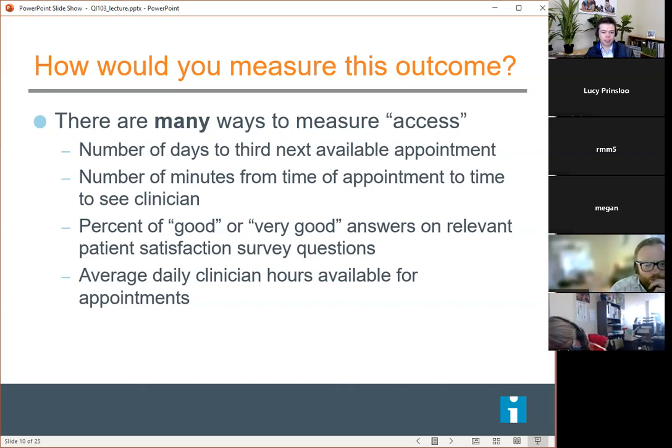And then average daily clinician hours available for appointments. Again, is another sort of hard measure. They all kind of measure access in different ways. And there's probably no one super measure that would be able to tell you the whole picture.